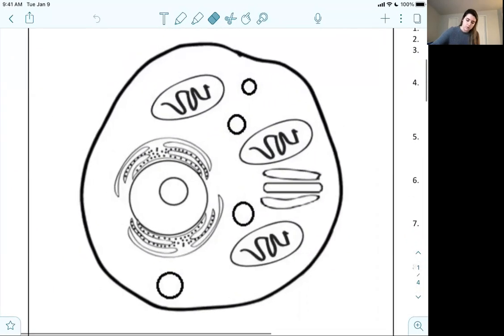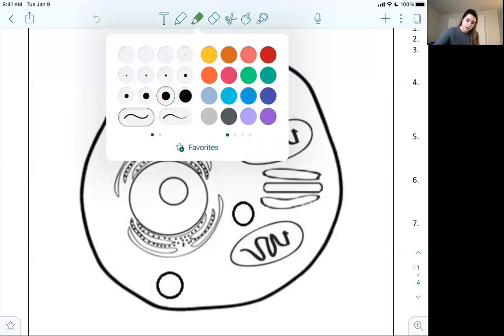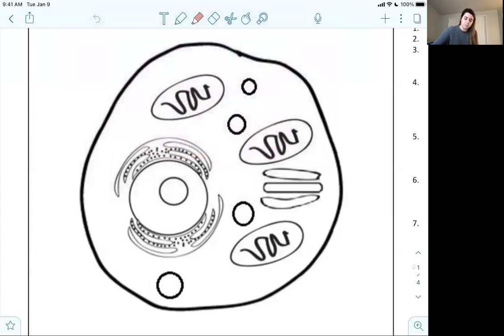So if I zoom in on this, the first thing it asks us to do is color all the mitochondria pink. So I'm going to pick a light pink here. We know there are multiple mitochondria in a cell, and they typically are shown with this squiggly line in the middle. This is how I know that this is my mitochondria. So I'm going to color all these guys here pink. And it looks like I have 3 of them in this cell.